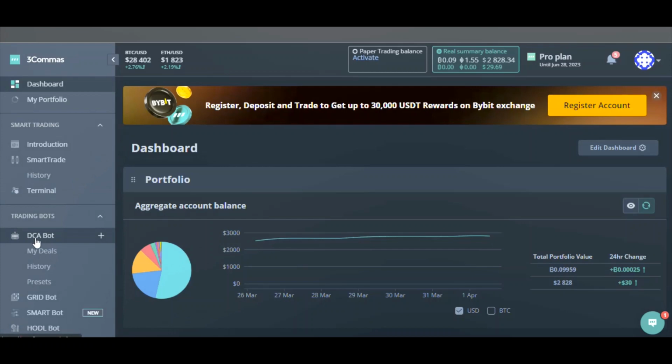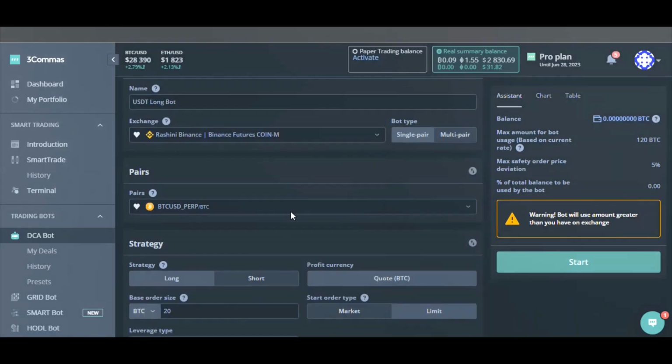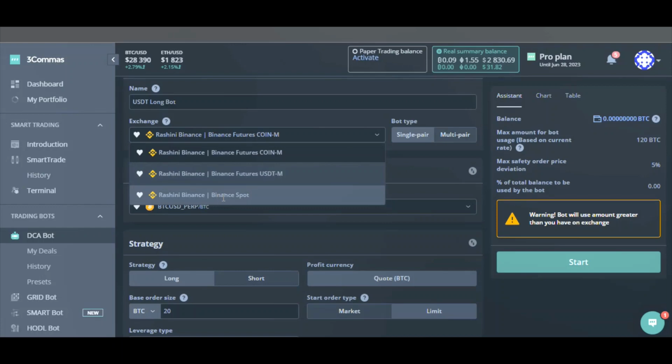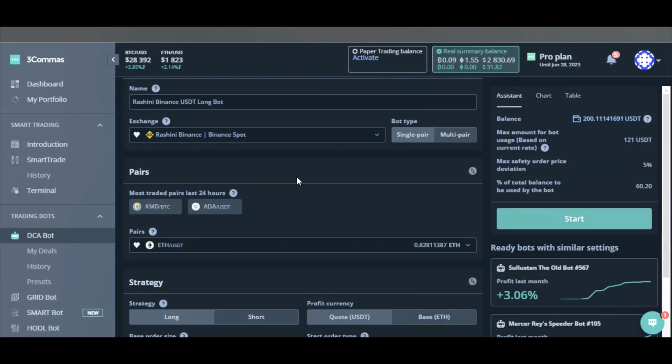Today I'm going to show you the dollar cost average bot. You have to click on this plus icon, then you will be directed to a page like this. Here the first thing you have to do is select the exchange account. In my case it is Binance spot trading, because today I'm going to set up a bot in Binance spot trading, not in Binance futures or margin. This is a spot account, right? The advantage of setting up bots in a spot account is that you don't have a risk of liquidation. This is the best thing that I like about Binance spot trading.